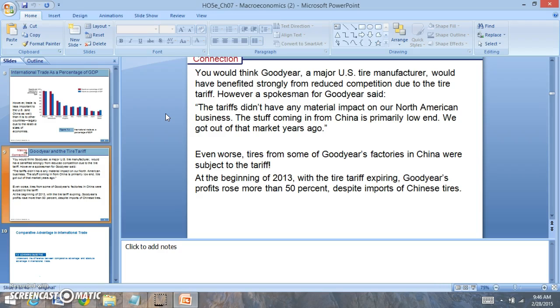Even worse, some of the tires from Goodyear's factories in China were subject to tariffs. So what happened was, at the beginning of 2013, with the tariff expiring, Goodyear's profits rose more than 50% despite the imports of Chinese tariffs. Because with the role of the tariffs, the Goodyear was able to supply more in the domestic market. So these are some of the challenges that we're facing when we're looking at the role of supply and demand and the role of tariffs.